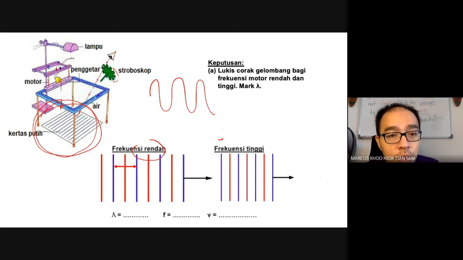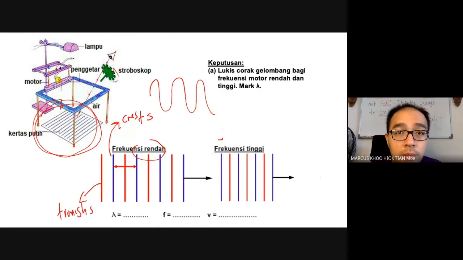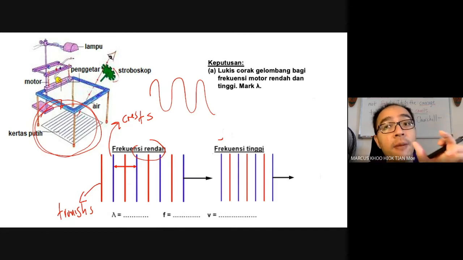There's a difference between the white and the blue lines. We're going to say that the blue lines represent the crests, while these red color lines represent the troughs. And that's why in a low frequency, you find that the wavelength is very far apart. They're very big. In a high frequency, more waves are produced, so the waves are nearer to one another.